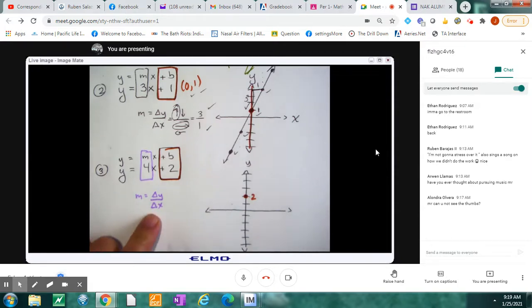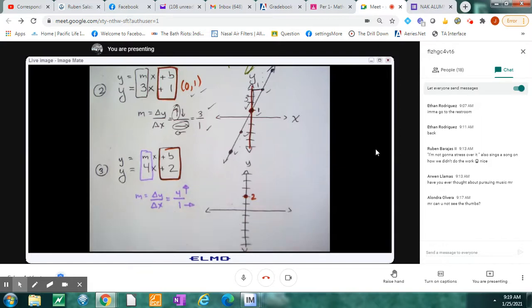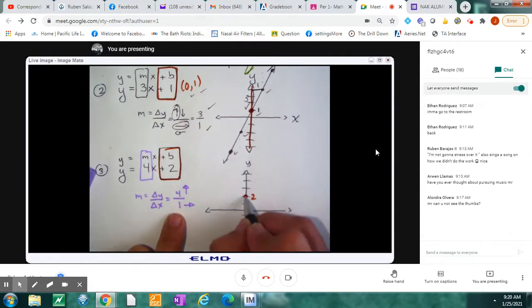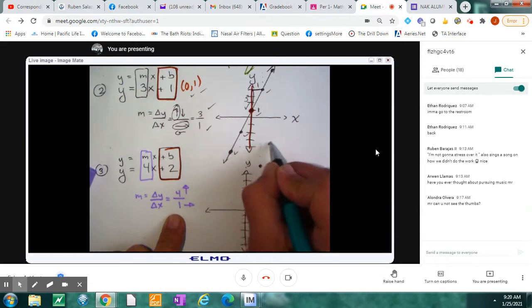All right, so now the change in y is 4 over what? Not 2, 4 over 1, because 4 over 1 is 4. And remember, that's going to go up, rise over run, right? Because it's a positive 4. So from the starting point, we're going to rise 4 and then 1 to the right. You're just going to follow this. Ready? 1, 2, 3, 4, and then 1. And then I can do it again.